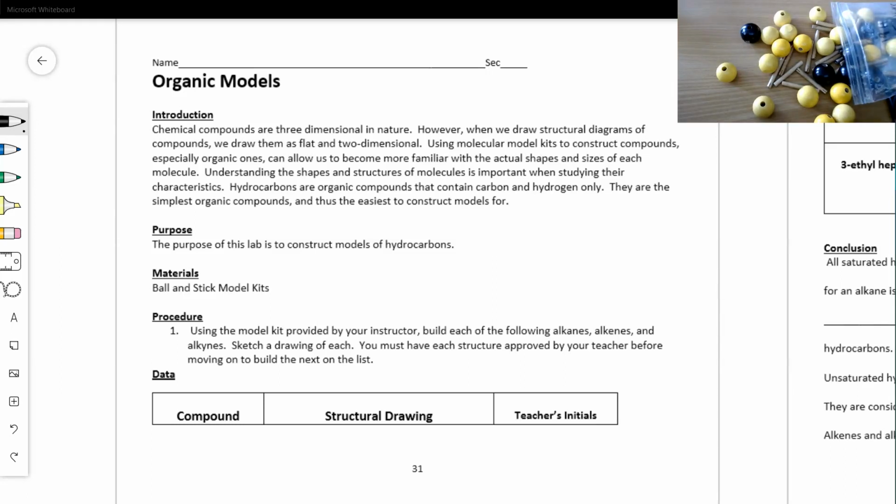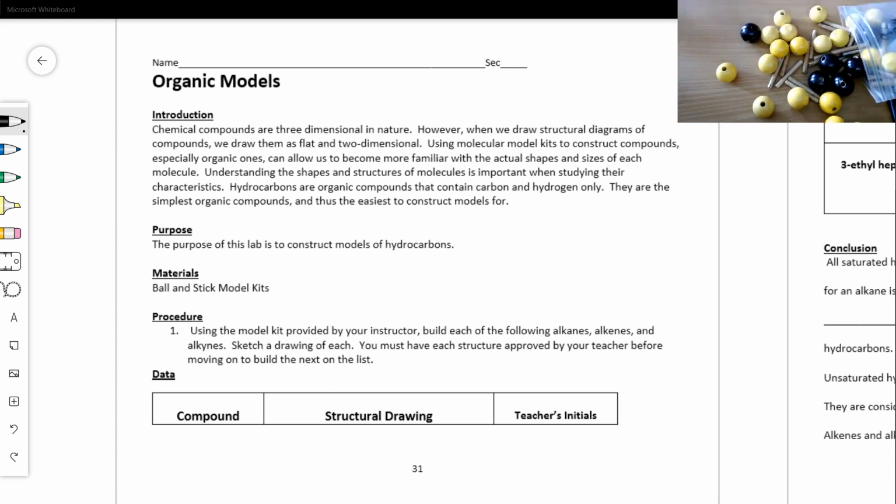Hey, chemistry. So, different setup today because the lab requires a visual. So, here is our visual, right? Usually I'd be up in the top corner, but today we got a visual of these little model pieces.